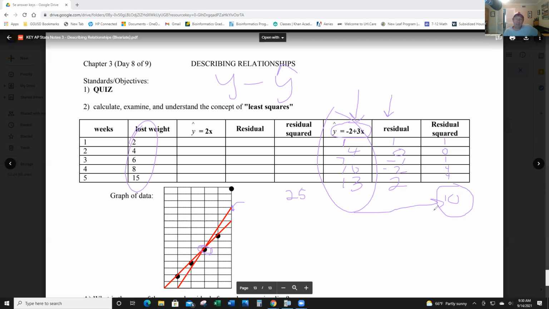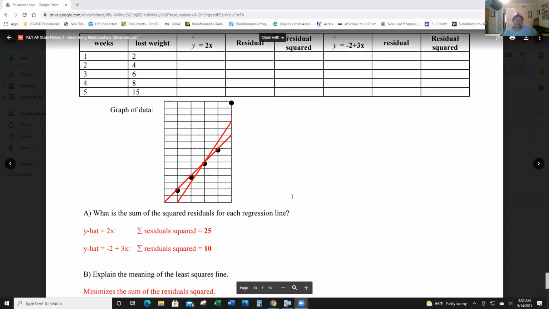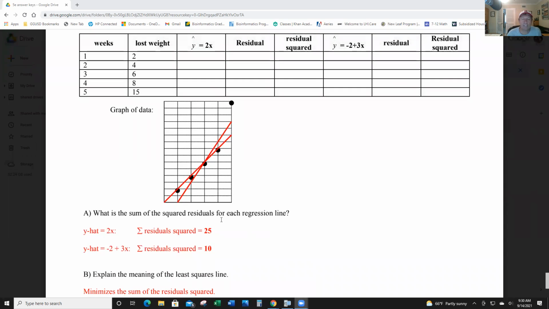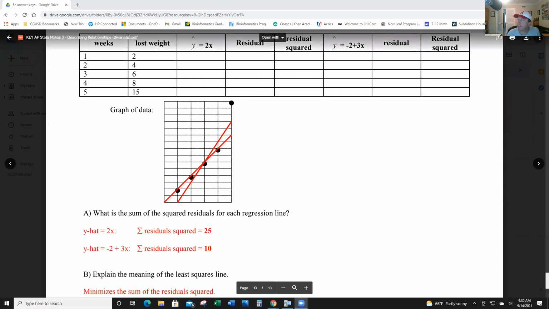Okay, so that's kind of cool when you see an example of what least squares means. I really like that prompt. I like doing it last because I think it fills in the gap at the very last second in this kind of mini lesson. Okay, so let's answer some of these questions. What is the sum of the squared residuals for each line? We did that. One was 25 and one was 10.